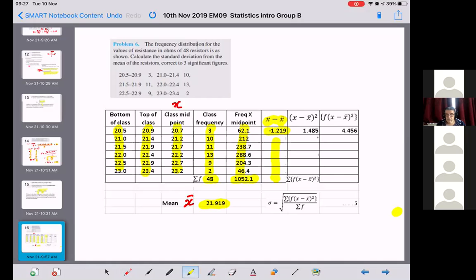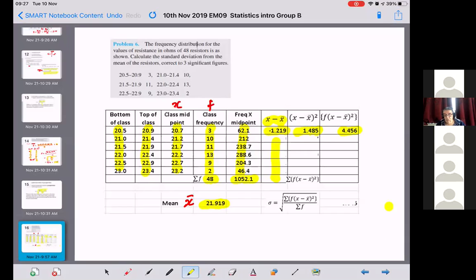What we then need to do is square that value to get the 1.485 here. Then multiply that value by the class frequency, which is in this column here. So we're going to multiply that 1.485 by 3, to get 4.457. Probably because I used a different number of digits. Anyway, that's near enough. To give us that value.